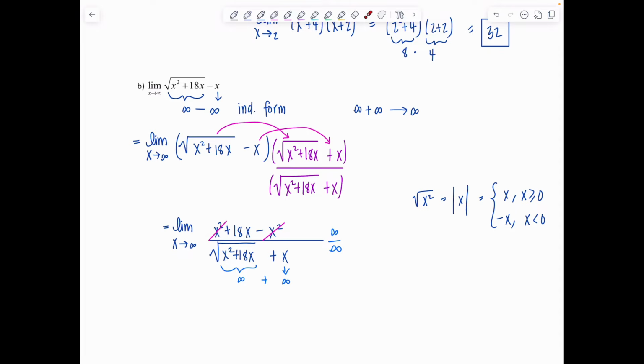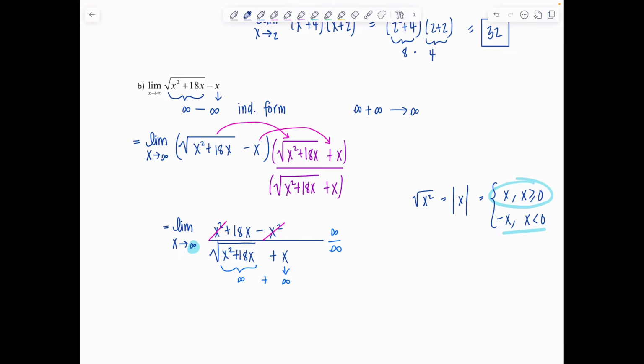The highest power of x isn't really x squared, it's just x to the first. I have to decide, is it positive x to the first or negative x to the first? Well, in this case, the limit's going to positive infinity. So if we look at the piecewise function, we would be in this portion where values of x are greater than or equal to 0. So I'm just going to divide by positive x. If the limit was going to negative infinity, then we would be over here, and we'd have to add a minus sign outside of the whole expression.